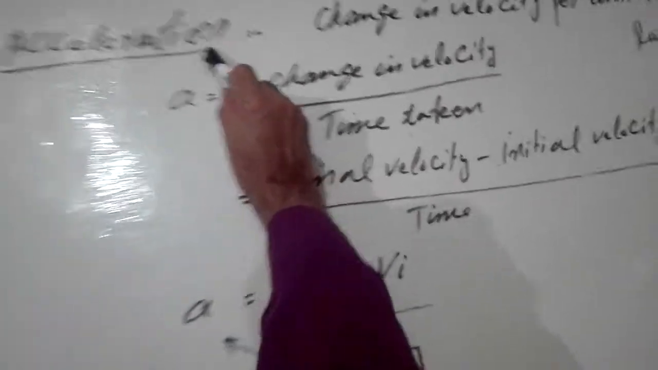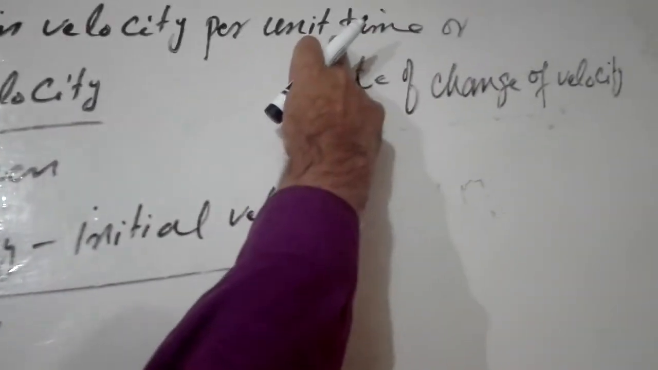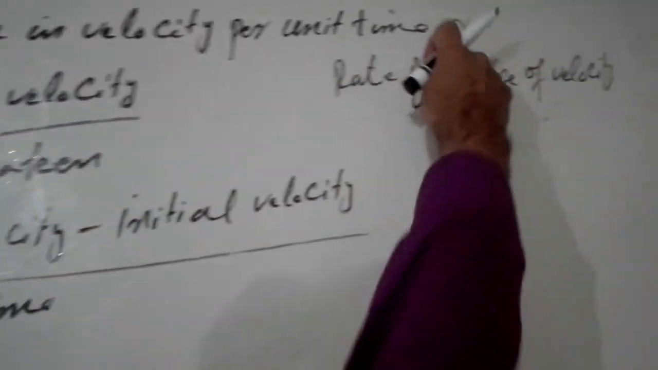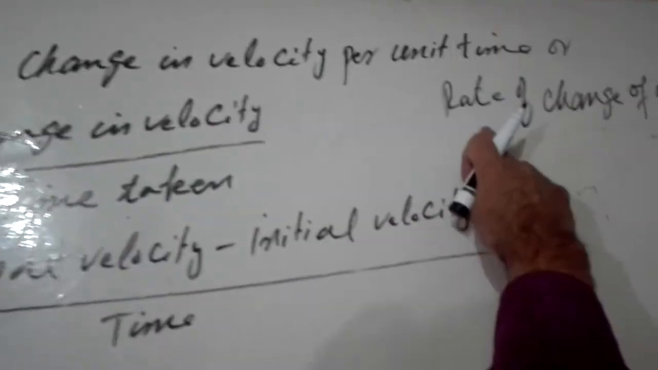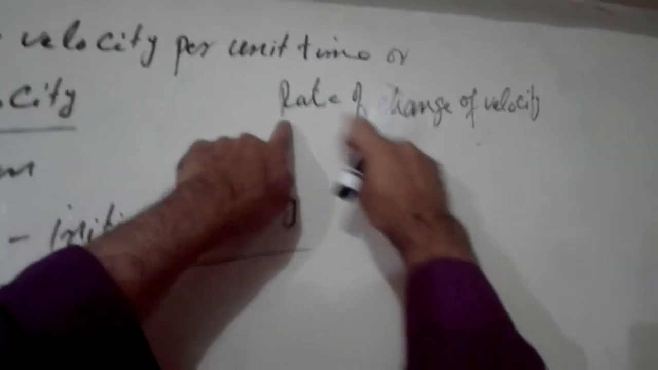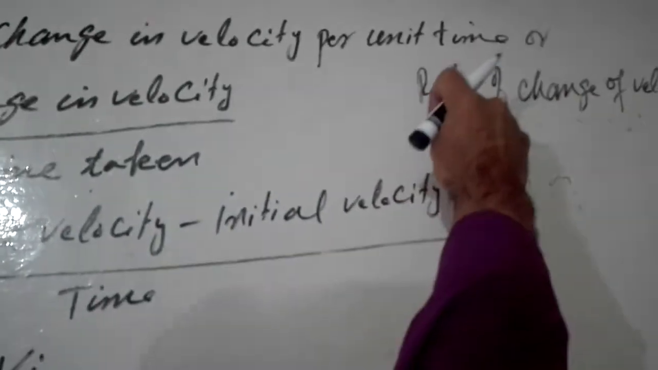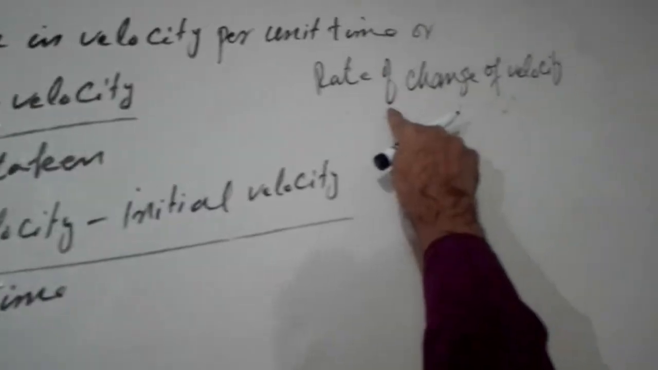You can define acceleration like this: change in velocity per unit time. Or second definition, rate of change of velocity is called acceleration. So both the definitions are right. In your book, this definition is written, rate of change of velocity. So it has the same meaning. Rate means with respect to time. I have already explained to you what is meant by rate. If you write this definition or this definition, both definitions are correct.